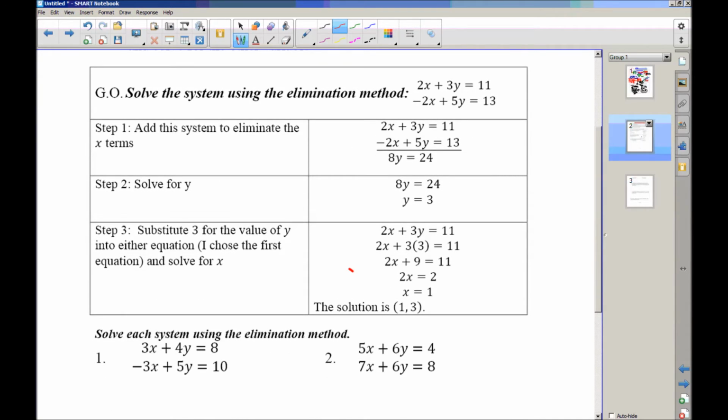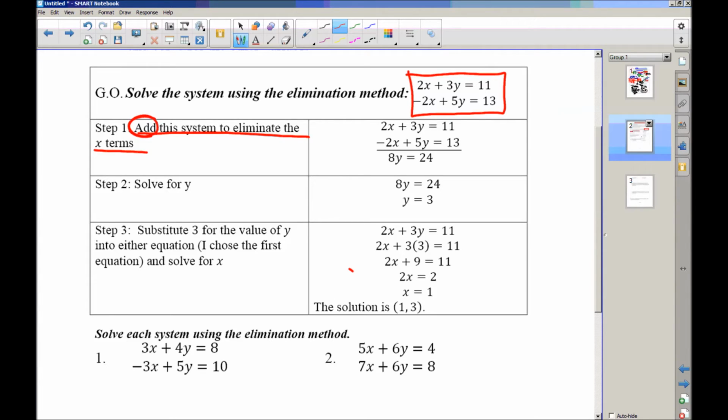Solve this system using the elimination method. So we have 2x plus 3y equals 11. And negative 2x plus 5y equals 11. Notice that the x coefficients are opposites of each other. If we were to add 2 and negative 2 together, they would cancel out. And that's what we're going to do for step 1. We're going to add this system to eliminate the x terms.